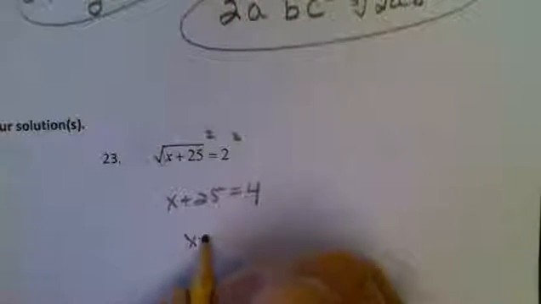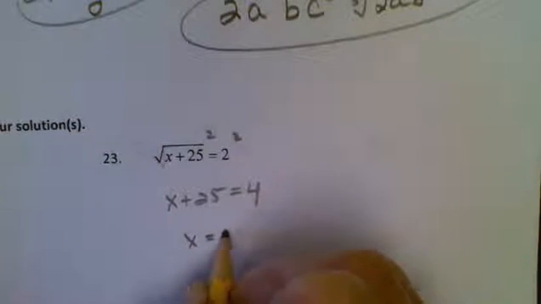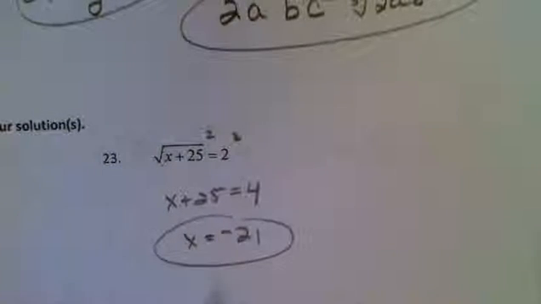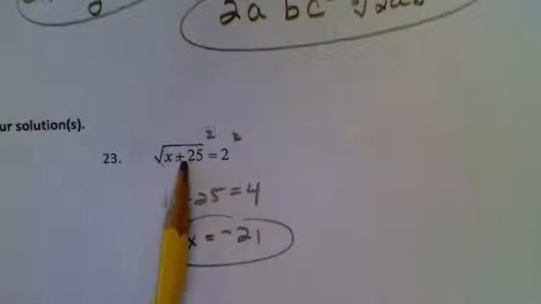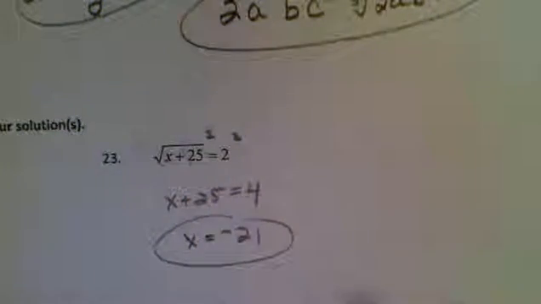Subtract 25 and I get negative 21. Now you should always take these and plug them back in and make sure they work. And this one would work. I'd get the square root of 4, which is 2.